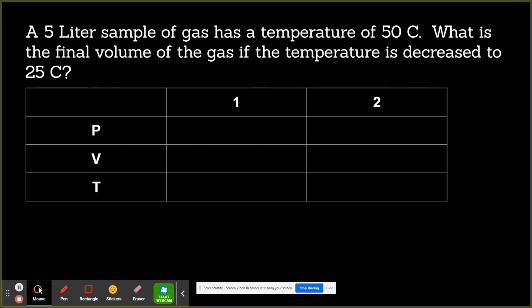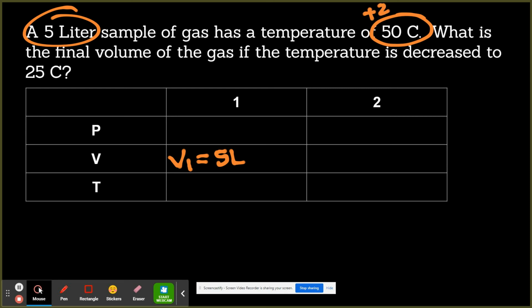So a 5-liter sample of gas, again, that's going to be V1, has a temperature of 50 C. We can't use C, so I have to change it to kelvins. How? I need to add 273.15. Okay, and what do I get? I get 323.15. So that's going to be my T1, 323.15.